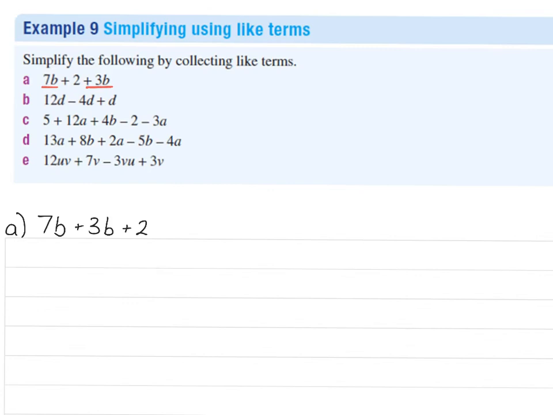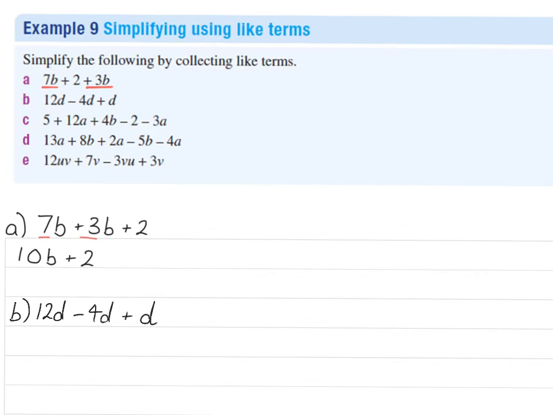I've rearranged it so I've got my like terms together, and then I can do 7 lots of b plus 3 lots of b will give me 10 lots of b plus 2. We haven't done anything with that plus 2. We can't add it in to the 10b because we haven't got like terms, but we can put it in the same expression.